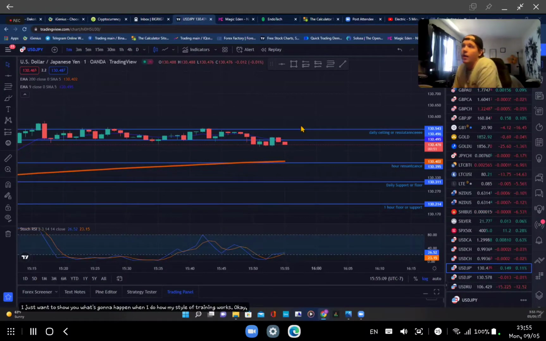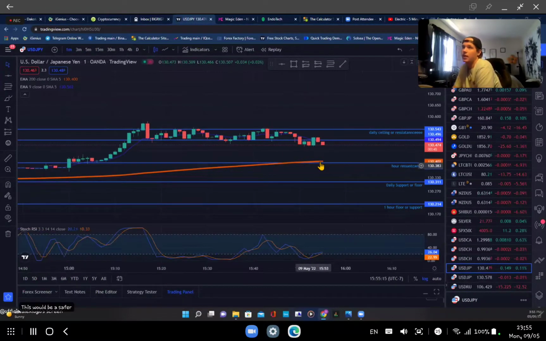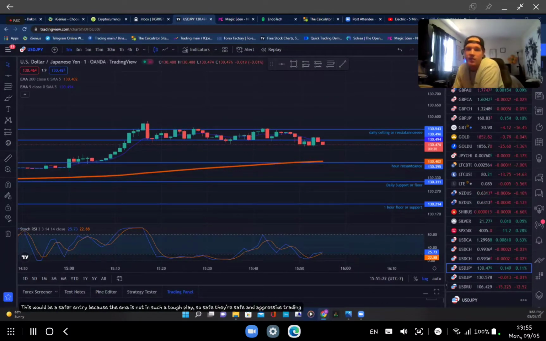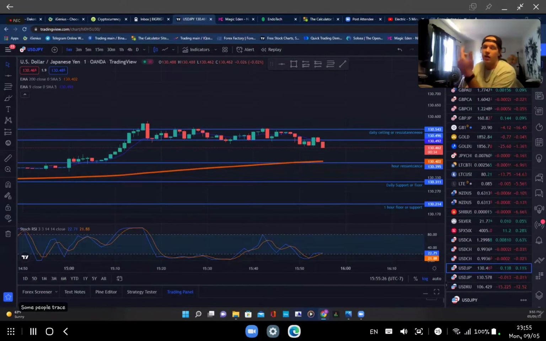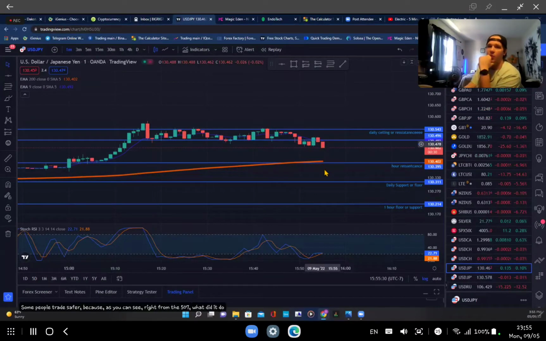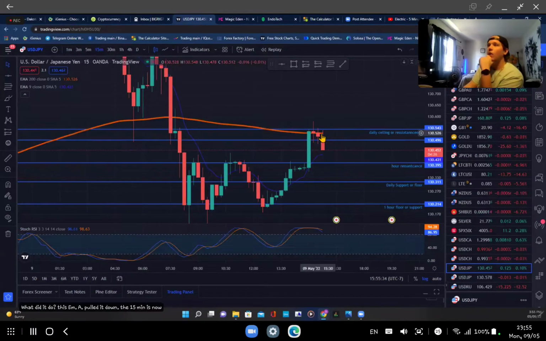Now, a safer area would be down here on the 1-minute chart. This would be a safer entry because the EMA is not in such a tough play. So there's safe and aggressive trading, right? It's all about the style you want to trade. I trade aggressively. Some people trade safer because as you can see, from the 507, what did it do? This EMA pulled it down. The 15-minute is now no longer in effect, the 200, the 9 is.